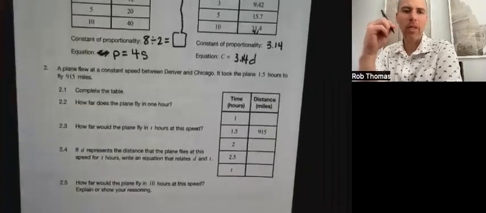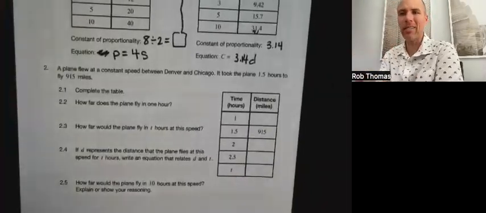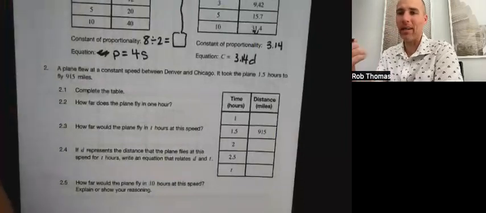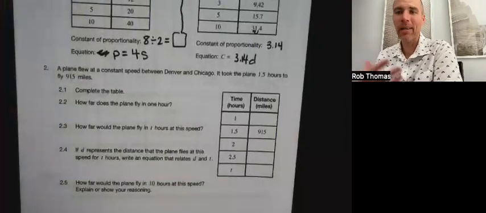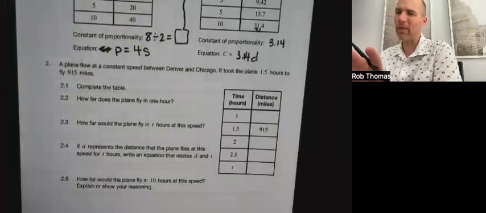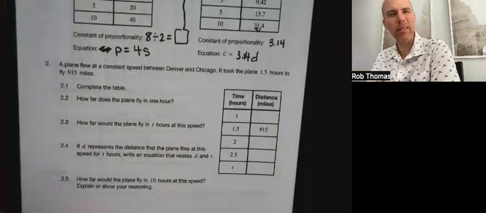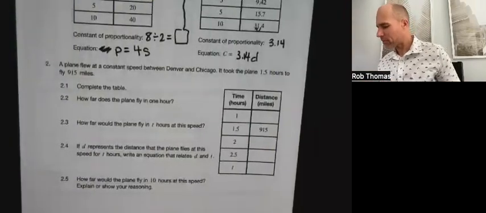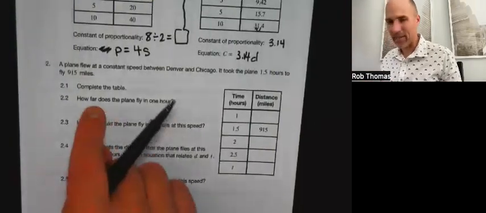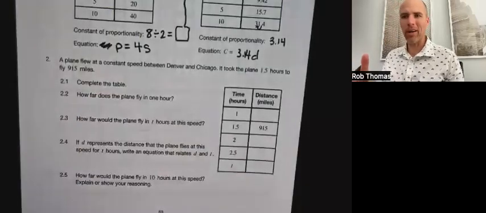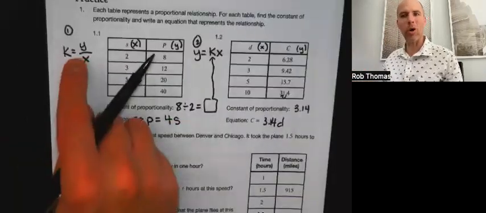All right, next it says a plane flew at a constant speed. Constant speed is really just another way that we talk about proportional relationships. If something is a constant speed or a constant rate, then that's going to be proportional. Well, as long as we're dealing with linear stuff, I guess. Can you have constant exponentiality? I don't know. For us in 7th grade, it means proportional. So let's see, it says complete the table. Okay. We should probably find our constant of proportionality. This is pretty much always a good first move.